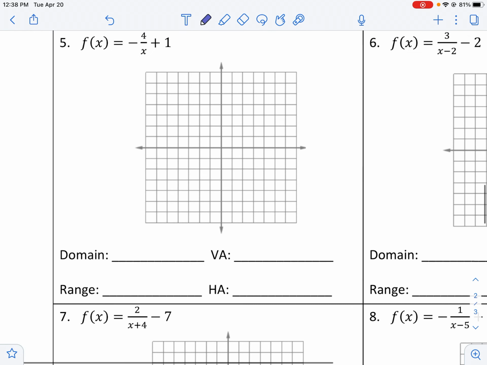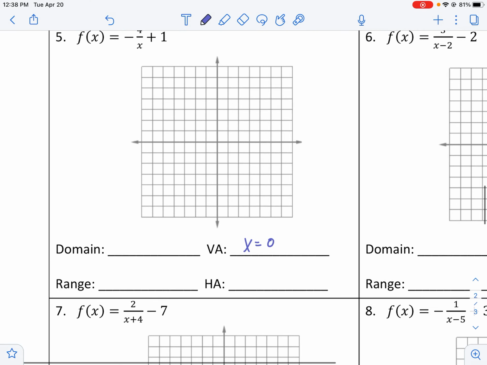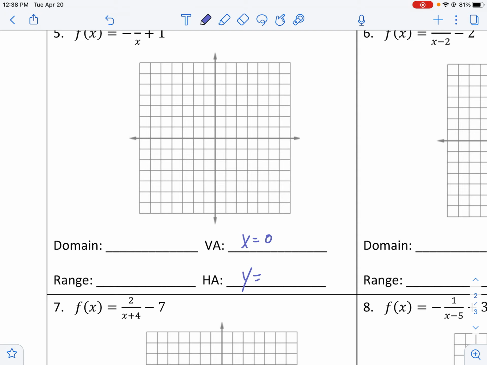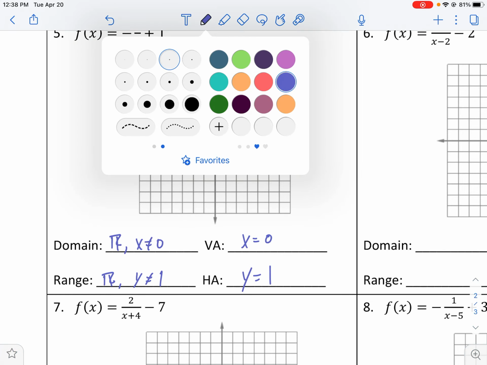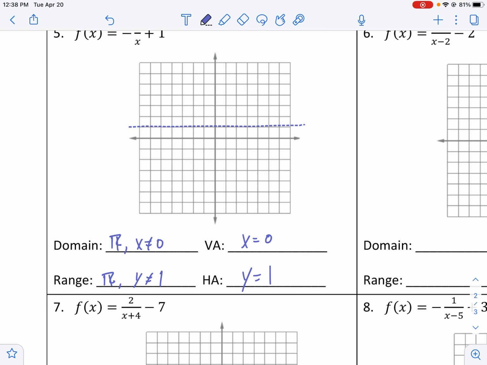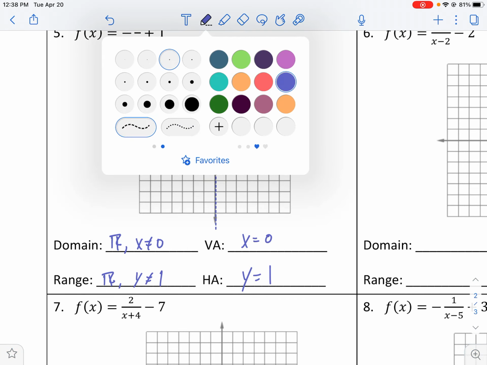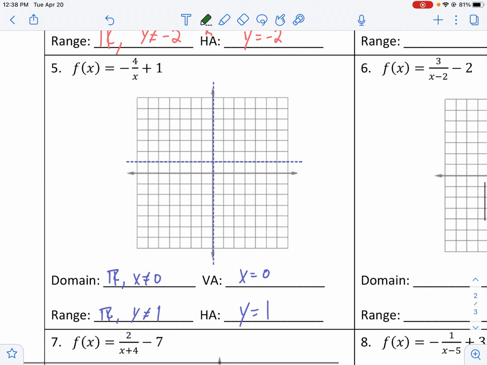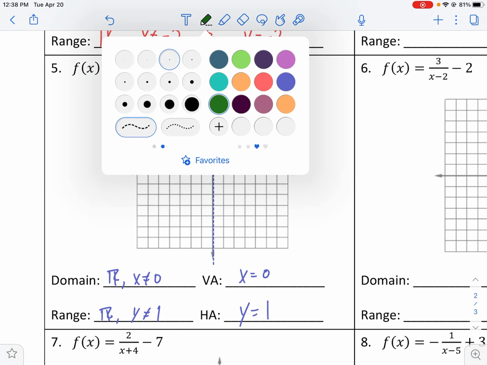Let's go 5 right underneath of it. Vertical asymptote: again, no horizontal shift here, so we're going to just say that this is x equal to 0. Our vertical shift does go up 1, so our horizontal asymptote moves up 1, so y is equal to 1. Domain, all real numbers, x cannot be 0. Range, all real numbers, y cannot be 1. So we're at +1 right here, and then x equals 0 right here.